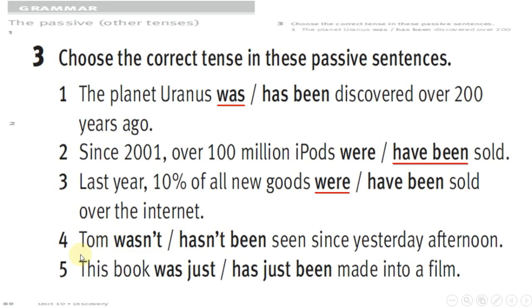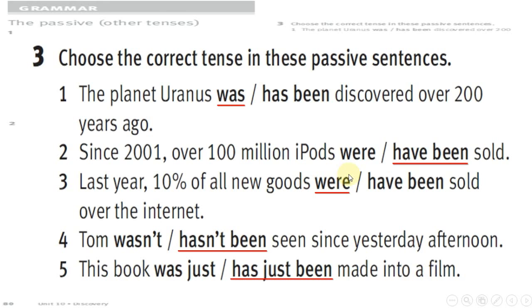طيب. Tom wasn't or hasn't been seen since yesterday afternoon. يعني من امبارح اليوم ما حد شافه. هلا still this action is connected, related to the present. لساته مرتبط. It is not completed action فبالتالي hasn't been. طيب. Number 5. This book was just or has been just made into film. يعني هذا الكتاب صار فيلم. So it's still إنه لساته معنا مرتبط معنا فبالتالي has been.